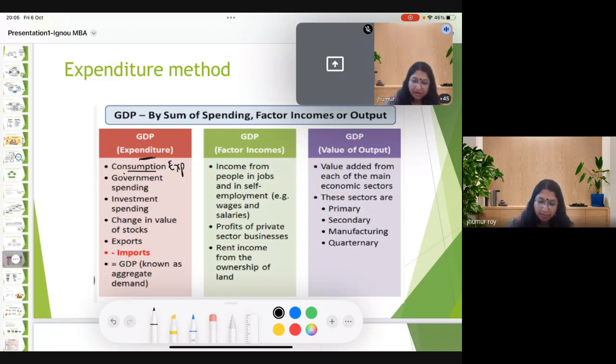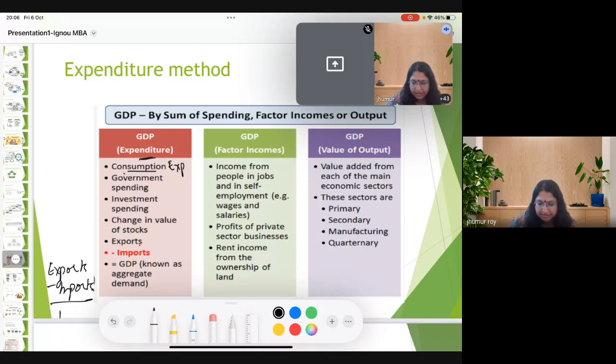Then we talk about investment spending and change in value of stocks. So what is all the things, all the savings which are there, which you are investing? So how much of investments have happened in different areas? That is what we are going to take. And the last is exports and imports. So exports means what I am earning, and imports means what I'm giving to the other people. So always it is written as exports minus imports.